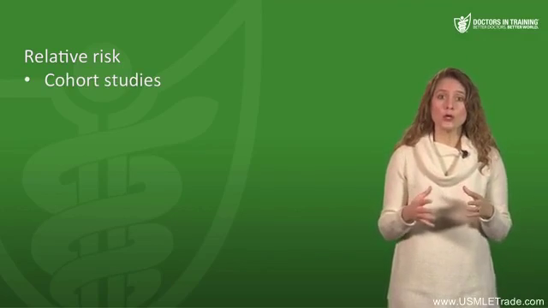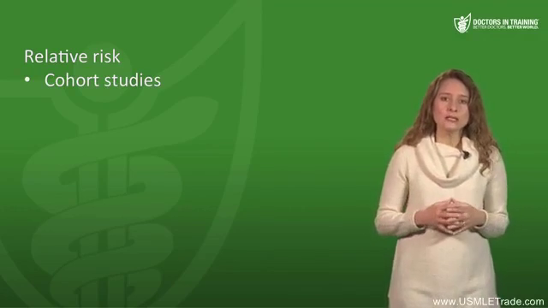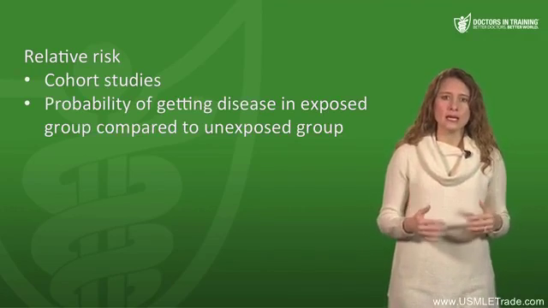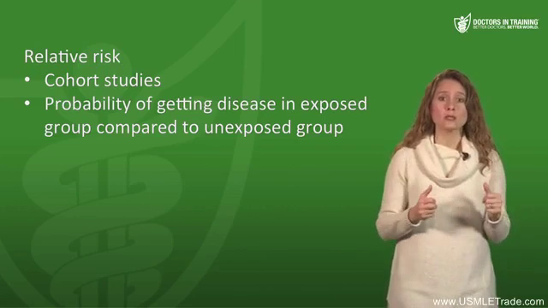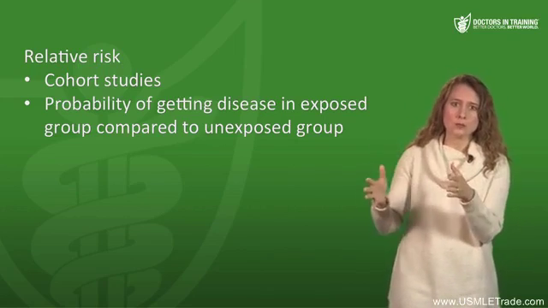So let's start with relative risk. Remember that relative risk is calculated from cohort studies, which is where you're confirming risk factors. Relative risk is the probability of getting a disease in the exposed group compared to the probability of getting that disease in the unexposed group.